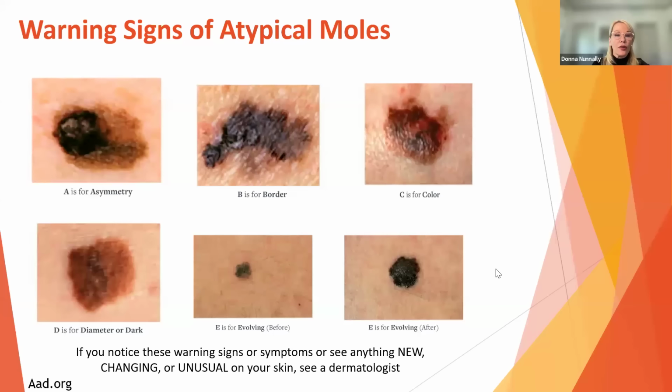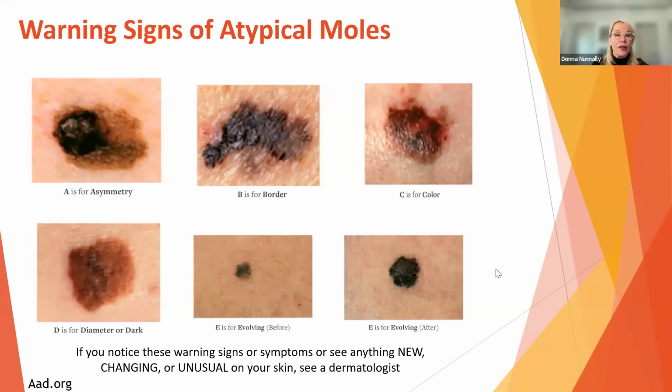B is for border. This mole shows scalloping of the border. C is for color. Multiple colors are a warning sign, especially if you see any blue, black, or red. And D is for diameter or dark. We prefer moles smaller than 6 millimeters, which is about the size of a pencil eraser. But most large moles are benign, so large size alone doesn't make a mole atypical, and a mole that stands out as darker than the other moles is an important marker.